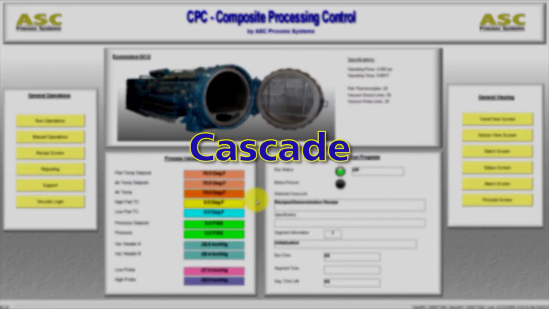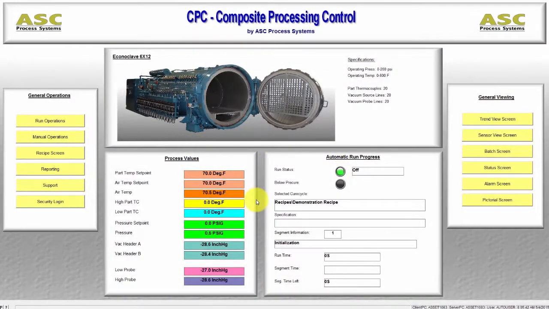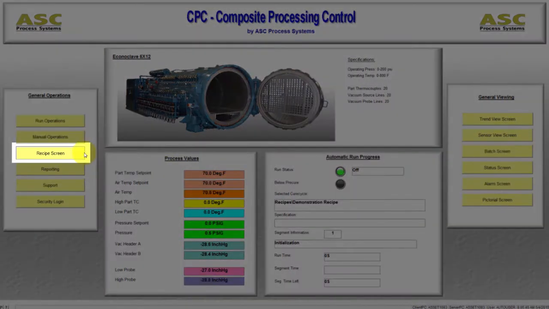In this tutorial, we'll cover CPC's Cascade feature. The Cascade function is located on the recipe screen. Starting at the main screen, let's move to the recipe screen by clicking the Recipe Screen button on the left side of the main screen.